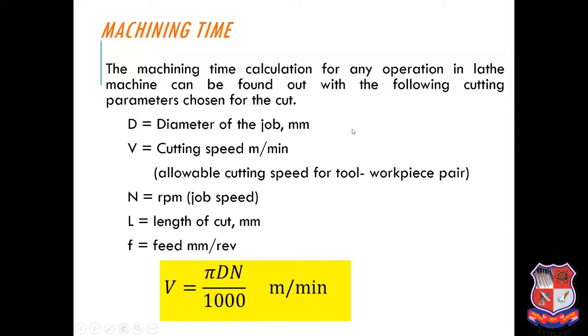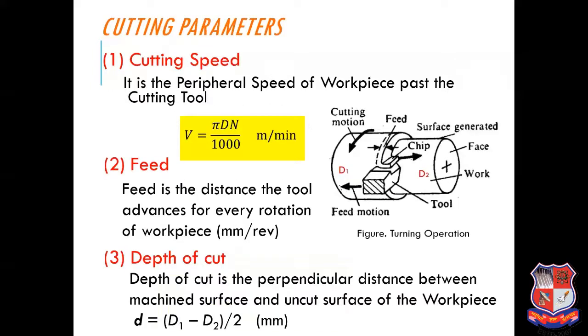So here we are talking about the lathe machine and the turning operation, but it can be used for the machining time calculation with these parameters for all the operations of the lathe machine. These are the three main important parameters used in the machine tool. The cutting speed is nothing but the peripheral speed of the workpiece. Cutting motion is given to the workpiece past the cutting tool, and it is expressed as V = πDN/1000 meter per minute, where D is in mm. Therefore, it is divided by 1000.